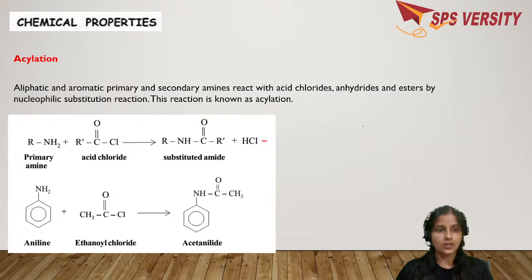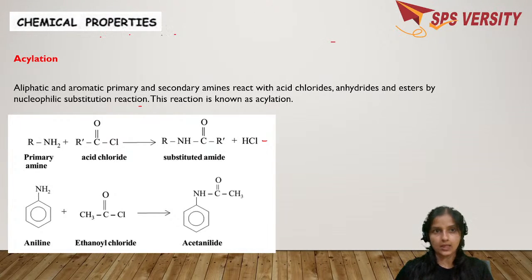Acylation. What is acylation? When the amine is treated with acid chloride, where the OH group in the acid is replaced by a halogen, that's called an acyl halide. Then the primary and the secondary amines are going to react with acyl halides.